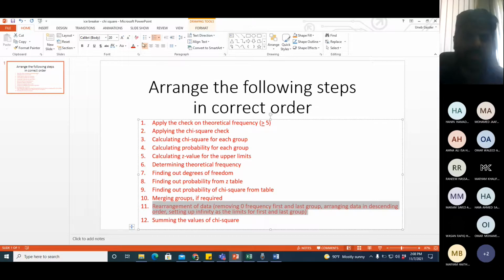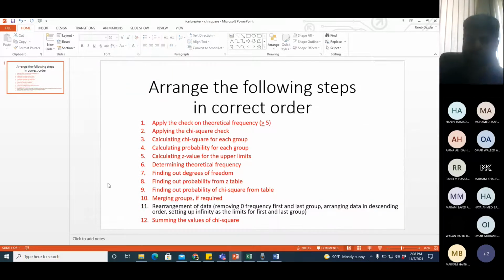So it's rearrangement of the data, meaning you omit the zero groups and put the data in descending order, adjust the limits of the first and the last group to infinity and minus infinity. Okay. Second, what do you do after that? After you rearrange the data, what's the next step?